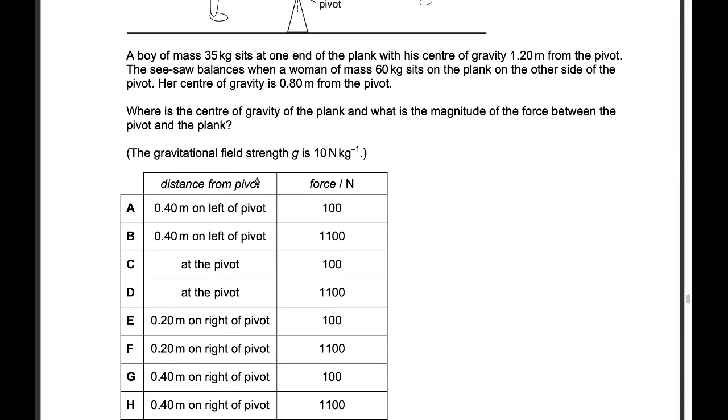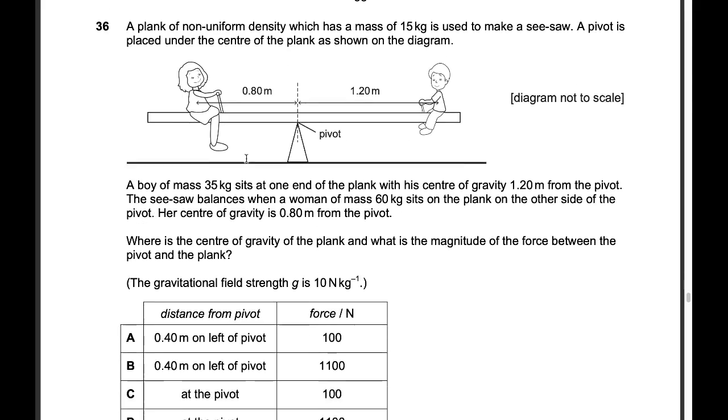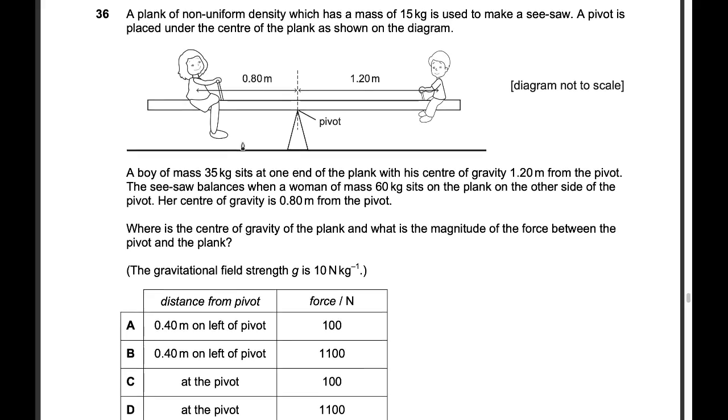Where is the center of gravity of the plank, and what is the magnitude of the force between the pivot and the plank? So I'm going to break my rule of doing the first part of the question first and the second part second, because the second part of the question is actually a very easy F equals ma.